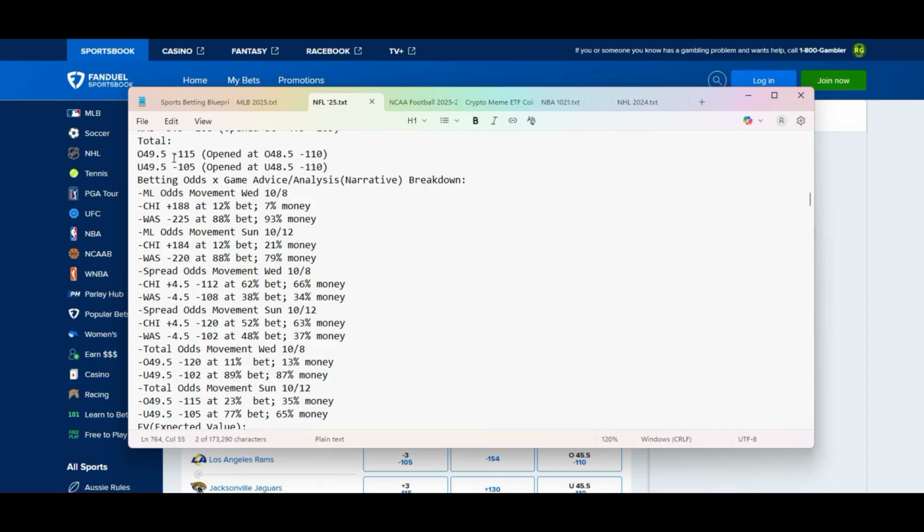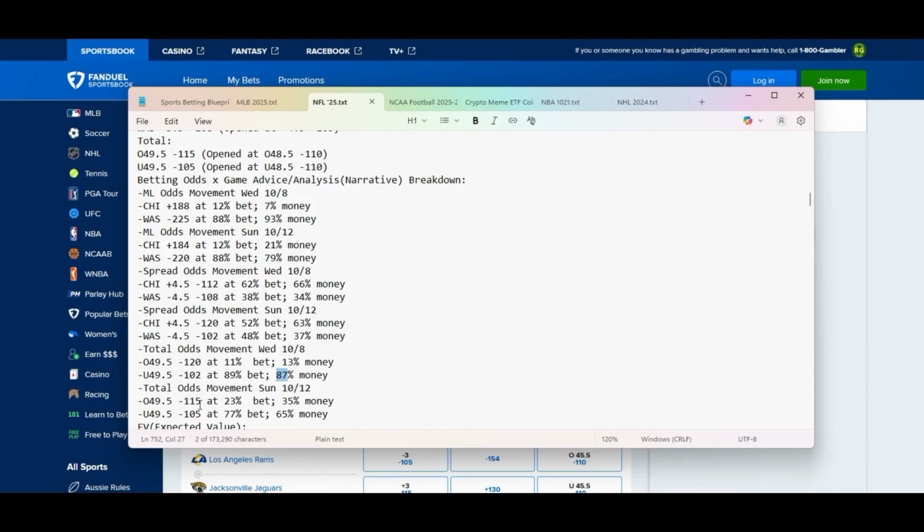Over under 49.5, minus 115 cost going over, minus 105 going under. Over under 48.5, minus 110 going with the over, minus 110 going with the under. That is the opening. Total odds movements Wednesday, 10-8, October 8th: 49.5 points remain consistent all week. Minus 120 cost going over, minus 102 going under. That gives, at that time, 89% going under and 87% of the money going under.